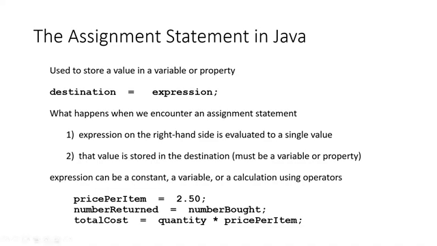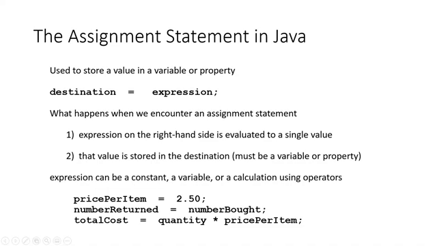On the right-hand side is some expression. We work out the value of the expression and then store that in the memory location, either the variable or the property on the left-hand side. Now, what happens when you encounter an assignment statement is, first, if the expression involves a calculation or even is just the name of a variable or a property, we evaluate that right-hand side. We look up or work out the value so that we have a particular value that we're going to work with, and then that is stored in the destination on the left-hand side. So you always work out the right-hand side first and then store the result in the left-hand side.